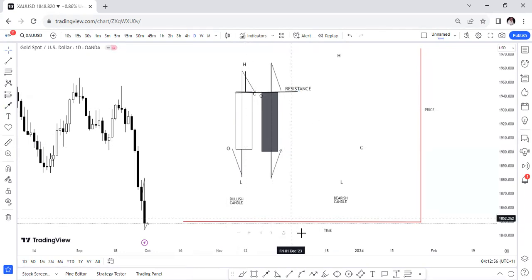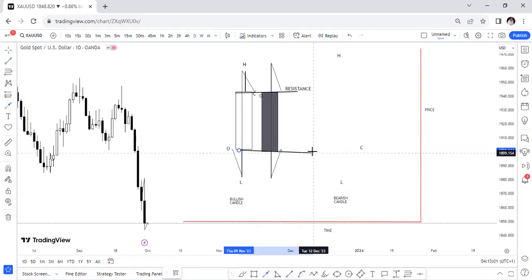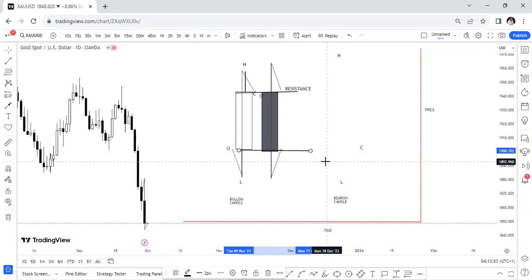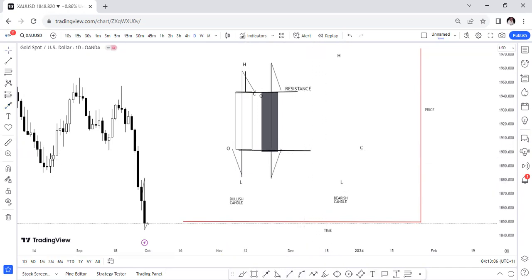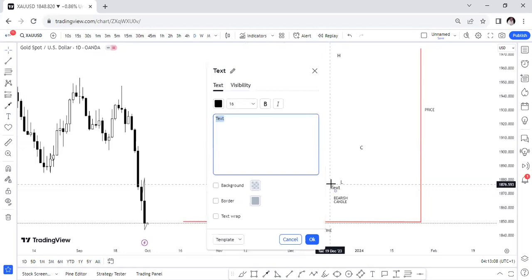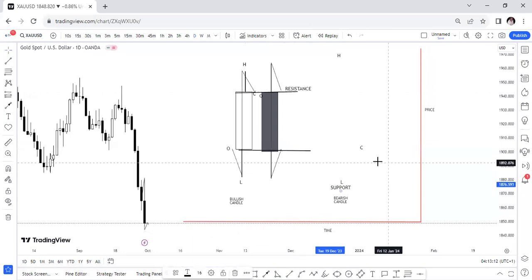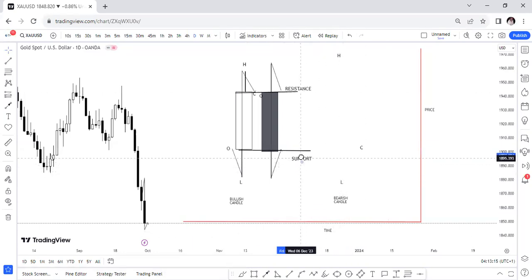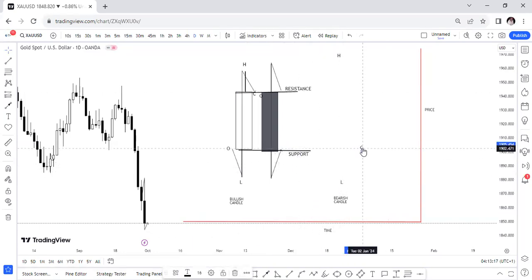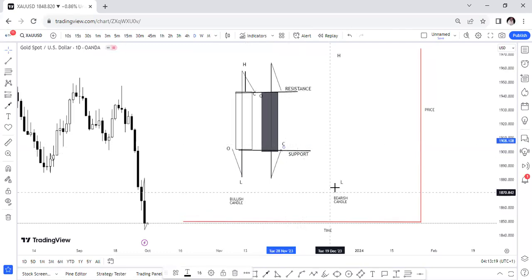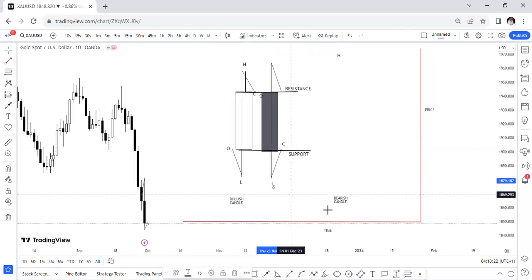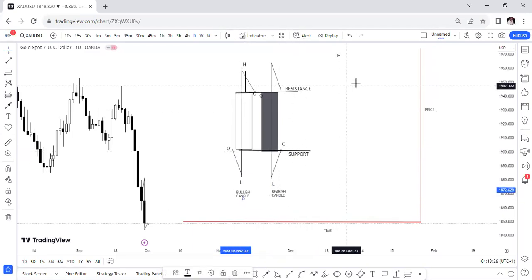This is the support level, where the market opens and closes. Close the high, this is a bearish candle. So they come together to form what we call the support and resistance.